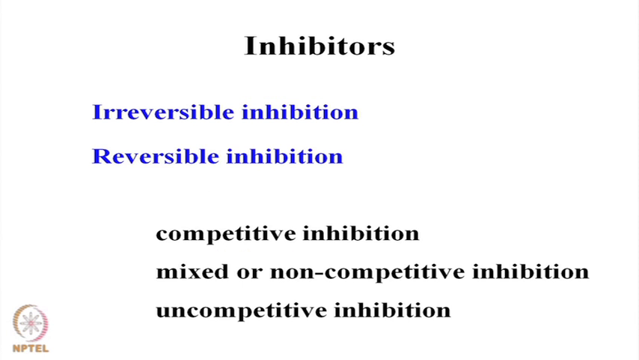Now, when you talk about irreversible or reversible inhibition, there are other things we should take into account. There are three broad classifications with respect to inhibition. One is competitive inhibition. Next is mixed or non-competitive inhibition. Third is uncompetitive inhibition. So, competitive, non-competitive, uncompetitive. These are the three types of inhibitors: competitive inhibitor, non-competitive inhibitor, or uncompetitive inhibitor.